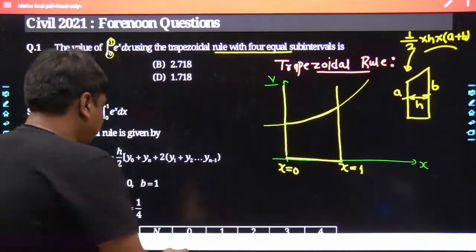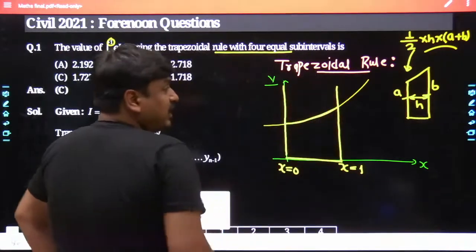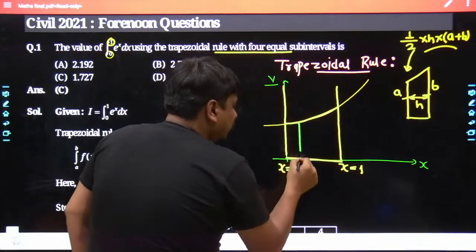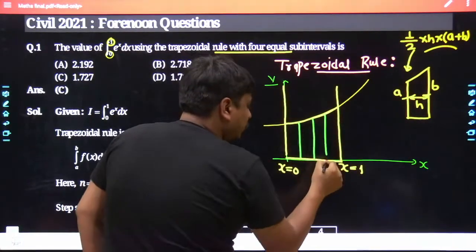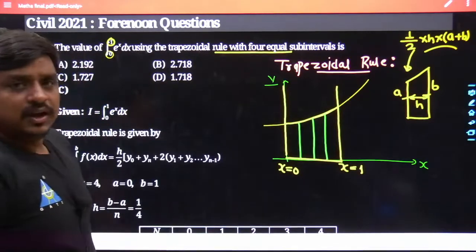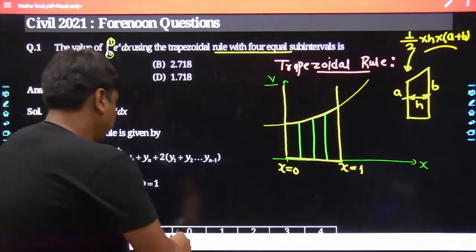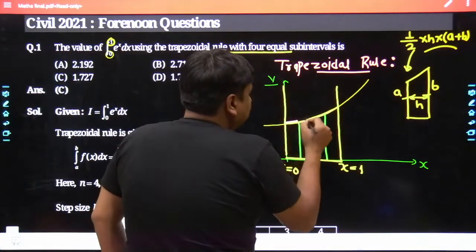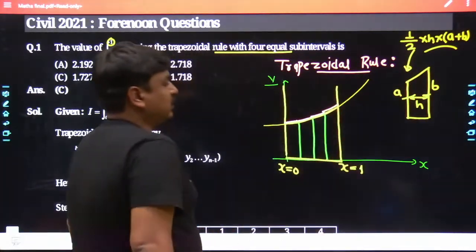Now at least in this problem we had to divide this complete area into 4 equal subintervals. That means this would be my first interval, my second interval, and my third interval. So till this point, everything must be clear to all of us. And now we had to draw the trapezium over here. How would the trapezium look? Here, similarly here, and similarly here.